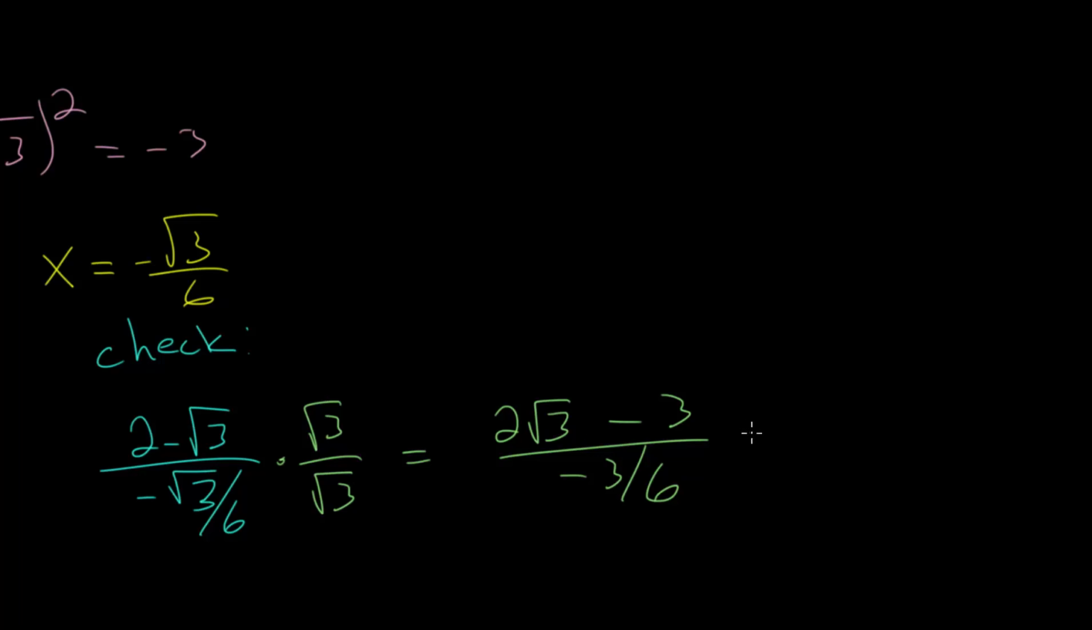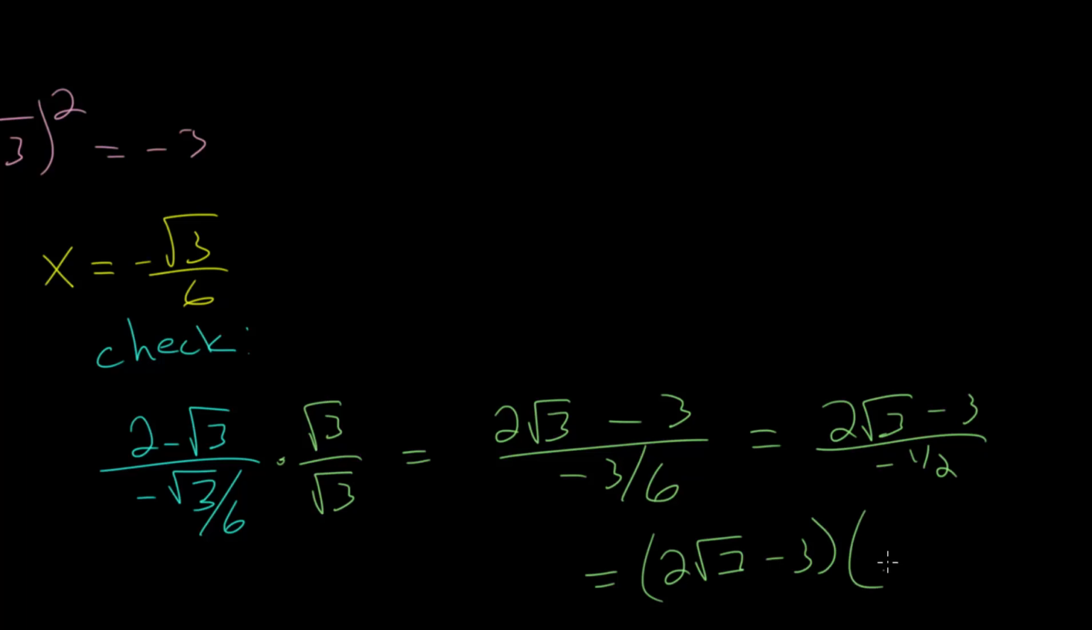And notice that our denominator will simplify to minus 1/2, but we're dividing by a fraction, which is the same as multiplying by that fraction flipped over. So we are multiplying by negative 2. So this simplifies to minus 4 root 3 plus 6.